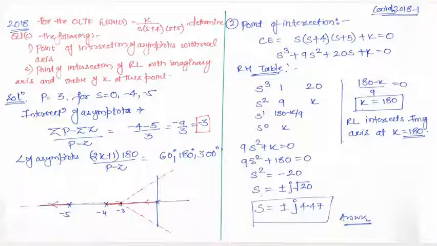Question number 1C of 2018: there was one open loop transfer function given to you which is mentioned here, and we were supposed to determine the following. The first is the point of intersection of asymptotes with the real axis. Second is the point of intersection of root locus with the imaginary axis and the value of k at this point.